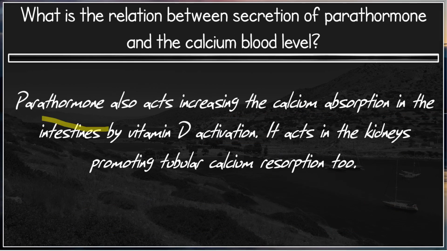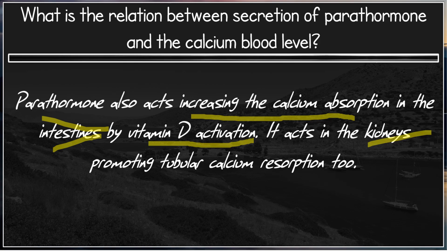Parathormone also acts by increasing calcium absorption in the intestine through vitamin D activation. It acts in the kidneys, promoting tubular calcium reabsorption too.